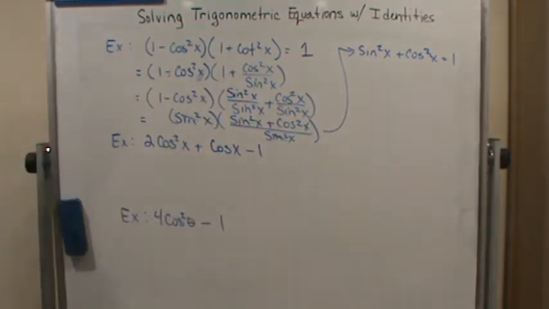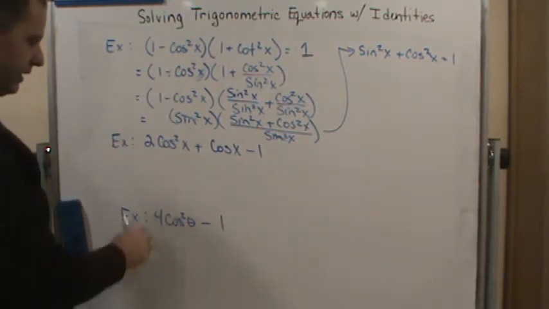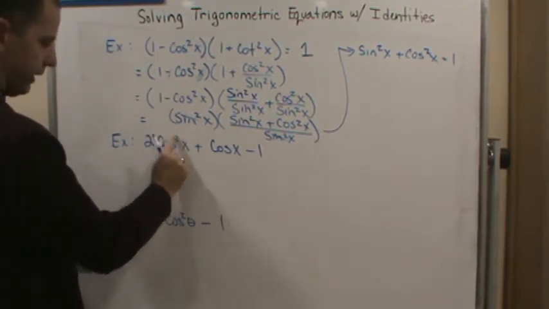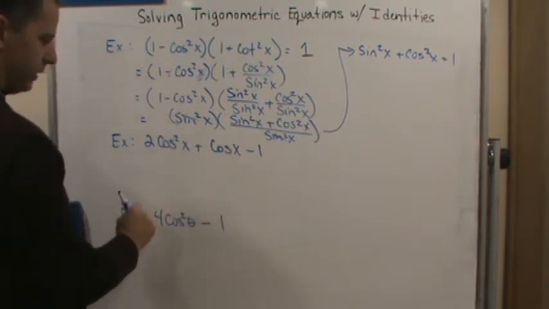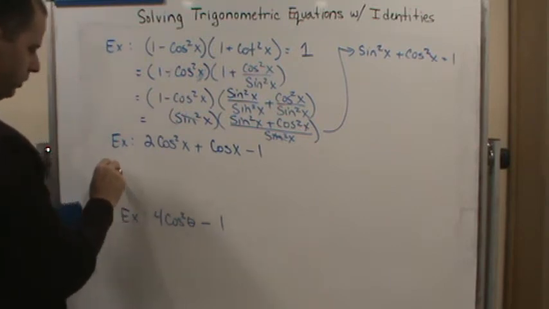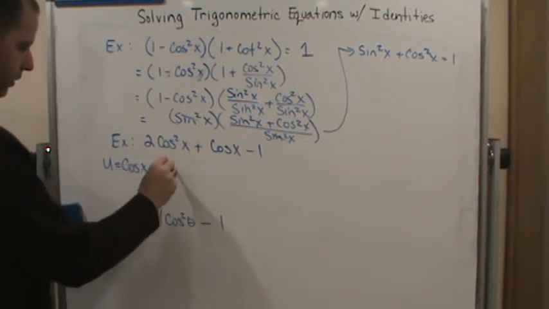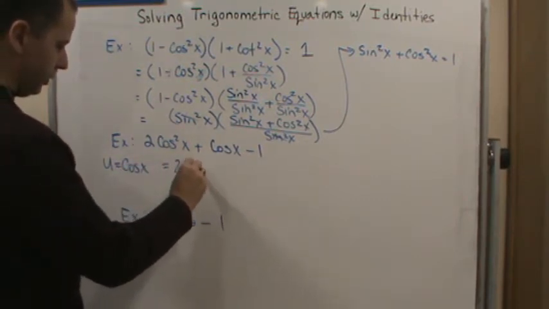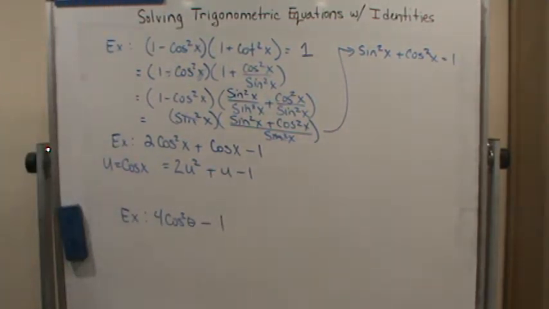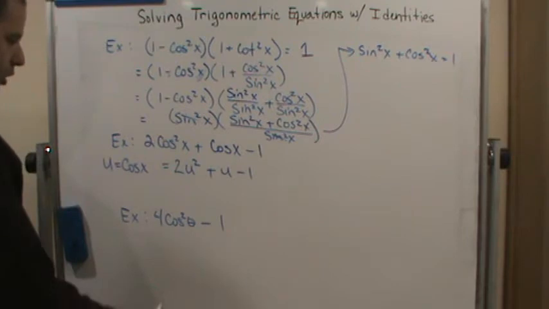Now, what about this one here? What they want us to do is use a u substitution here to solve. So this is getting an idea that you can notice that this is what we call quadratic in form. So it has a squared, right? This is squared, and then this isn't, right? So we can write this with a u substitution. So let u equal cosine x. And so then we can rewrite this as 2u squared plus u minus 1. And now we can see if we can factor this thing, right?